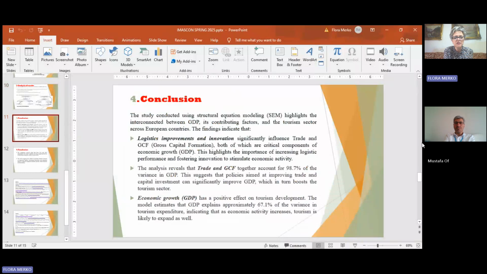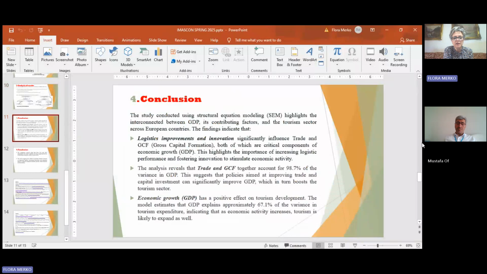As a conclusion, we say that the study conducted using structural equation models highlights the interconnection between GDP, its contributing factors, and the tourism sector across European countries. The findings indicate that, first, logistic improvement and innovation significantly influence trade and gross capital formation, both of which are critical components of economic growth, GDP. This highlights the importance of improving logistic performance and fostering innovation to stimulate economic activity.